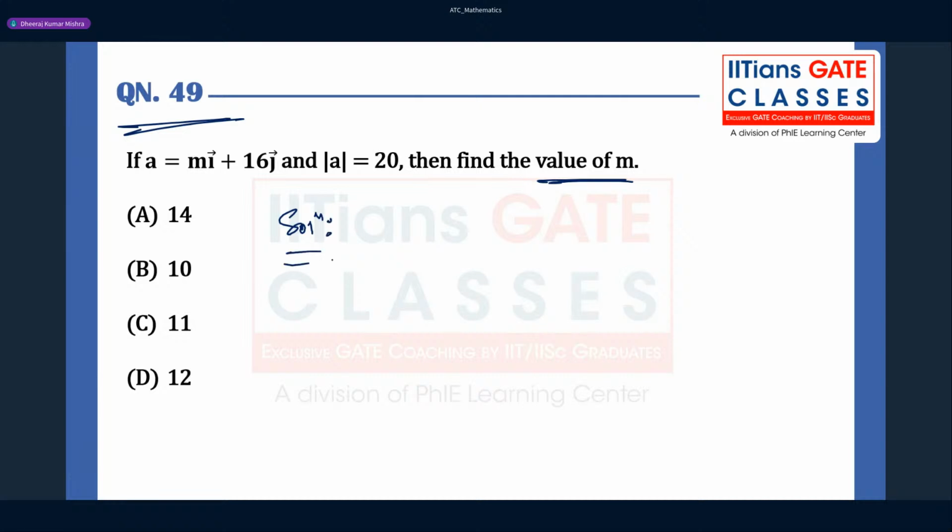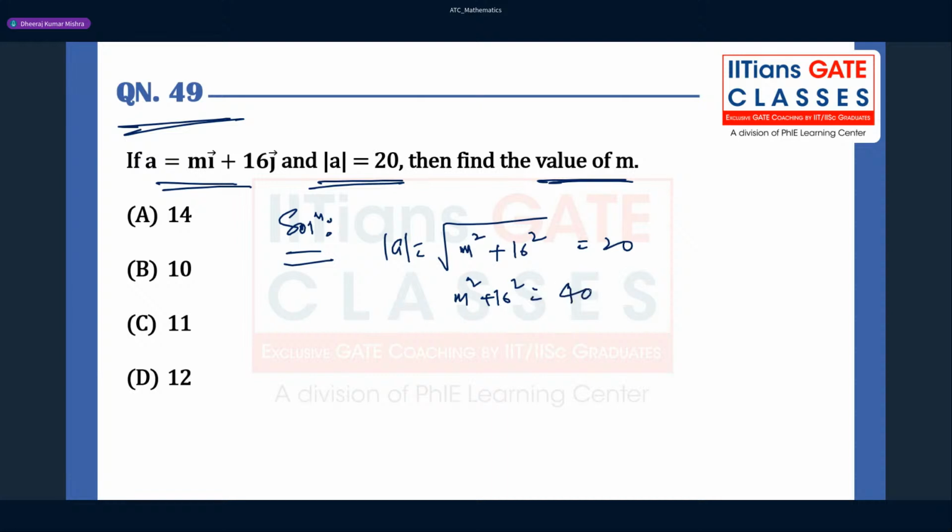What is the solution for this question? They have given the magnitude. Find the magnitude of this, right? So the magnitude of this is going to be what? m squared plus 16 squared. What they have given is 20. So m squared plus 16 squared equals 400, right? So m squared equals 400 minus 16 squared. m equals the square root of 400 minus 16 squared.